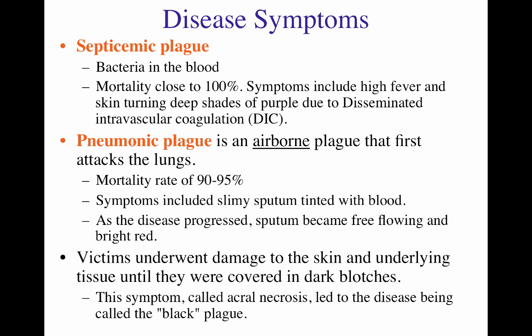Now, the victims that are having the plague are going to have dark blotches on their skin, and that is called acral necrosis. And it leads to the name of the Black Plague, as those black areas begin to cover the skin, oftentimes turning black, and that is what gave the name of the plague, the Black Death.